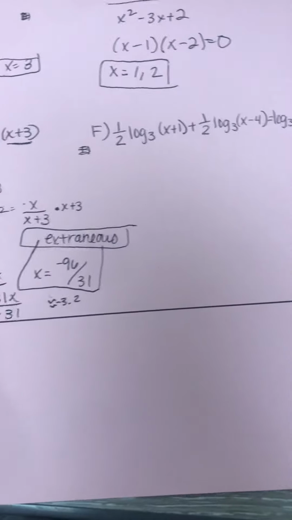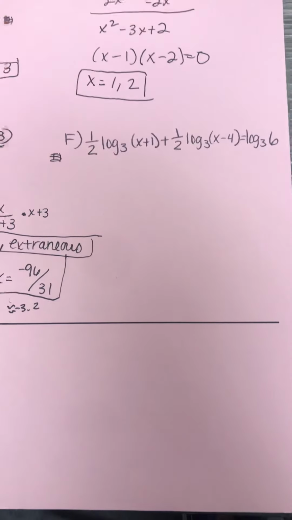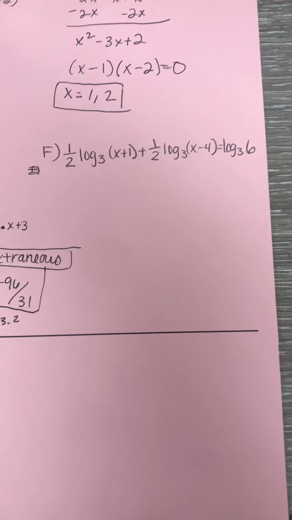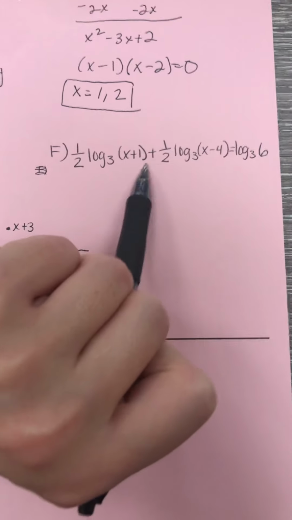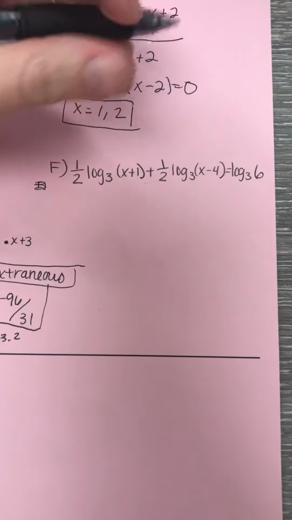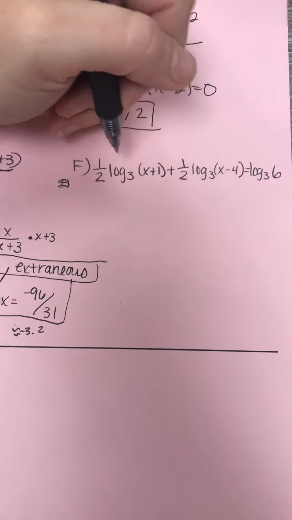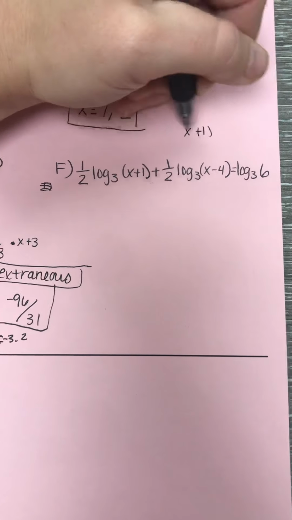All right, and then our last one here. So we have 1/2 log 3 of x plus 1, 1/2 log 3 of x minus 4 is equal to log 3 of x, 6. So before we can cancel out all these log 3's, we have to combine the two that are on the left side. All right, so the 1/2 is actually the same as x plus 1 to the 1/2. This 1/2 actually represents the exponent like this.